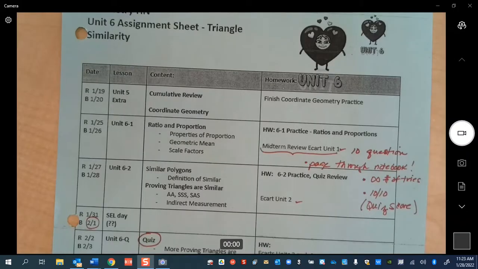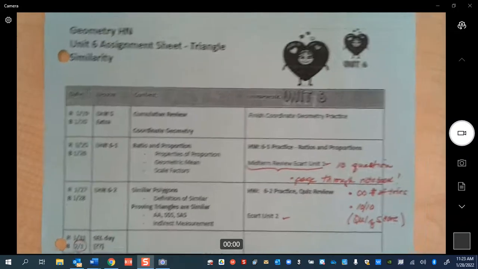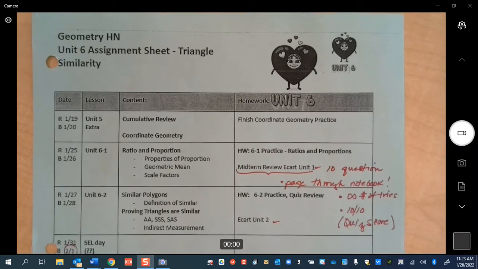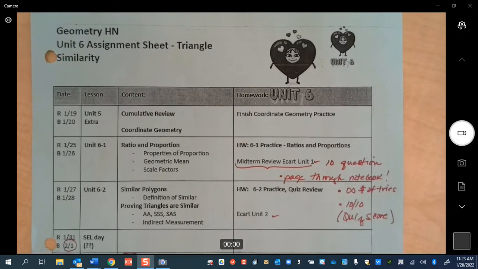All right, so paper number 1 that you need to be aware of is our Unit 6 Triangle Similarity assignment sheet. That's also posted on Schoology for you to be aware of what's going on. You had the key for the coordinate practice, and that was just a big review of distance, midpoint, and slope. You can look over there and see those 3 formulas.